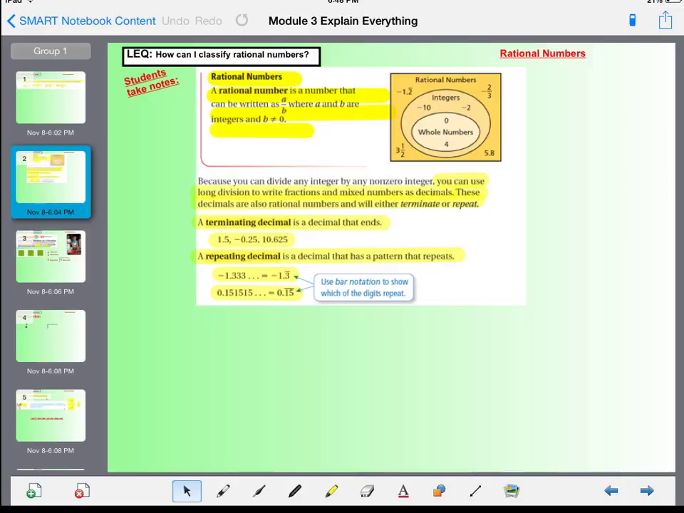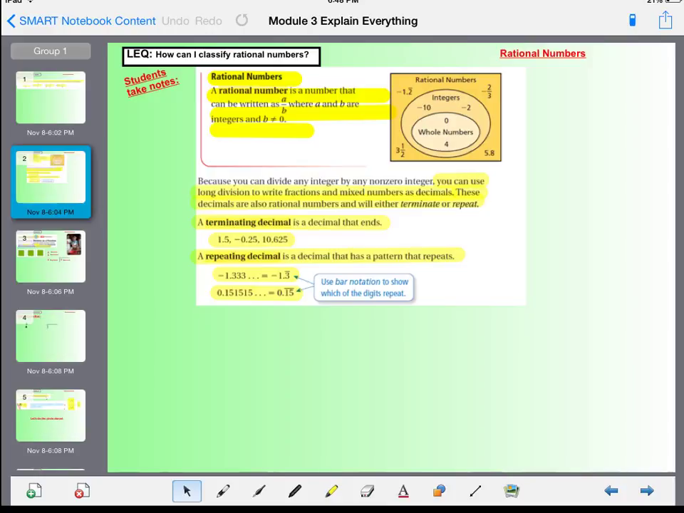Like we discussed in class, whole numbers are just your positive numbers, including 0. Integers are now your positive numbers including 0 plus your negative numbers. And then rational numbers include everything: 0, positive numbers, negative numbers, your decimals, and your fractions.